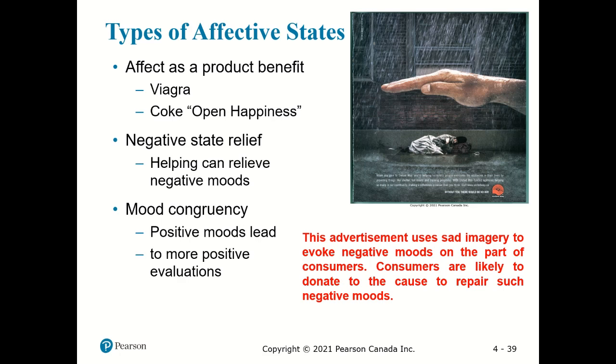So this is also a kind of advertisement. The types of effects stage says that affect can be a product benefit, maybe Viagra, or Coke's Open Happiness, right? A Coca-Cola ad that will induce you toward happiness. A negative state relief says that helping can relieve negative moods, right? If you help someone, then your negative mood changes.